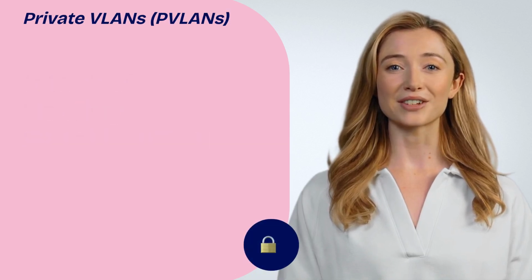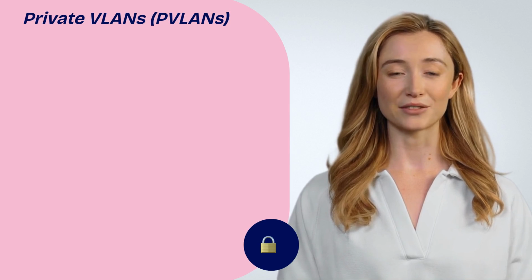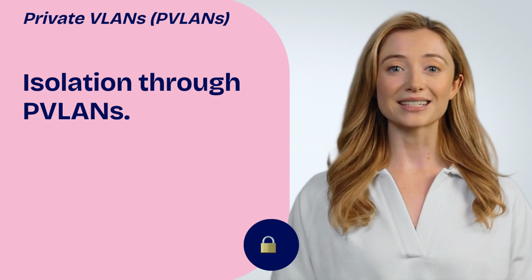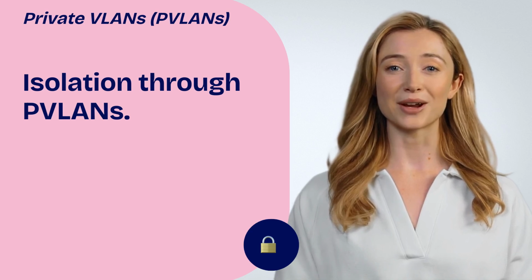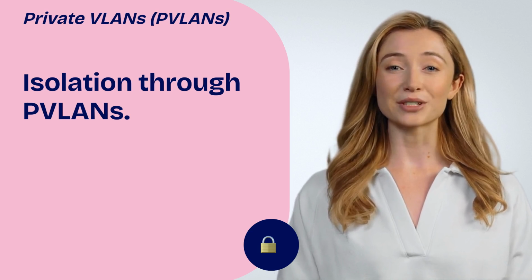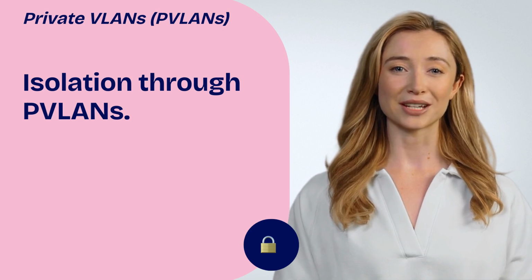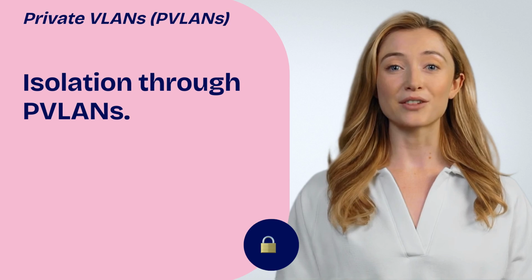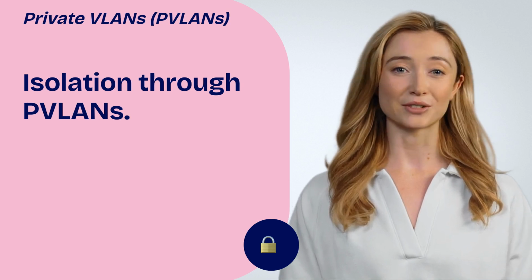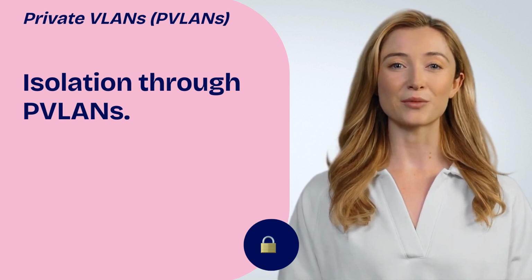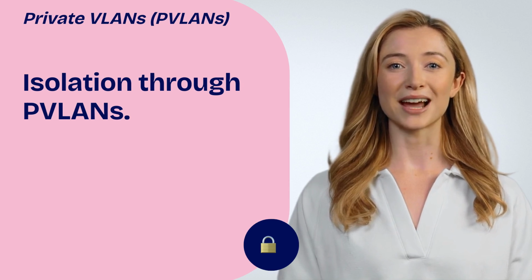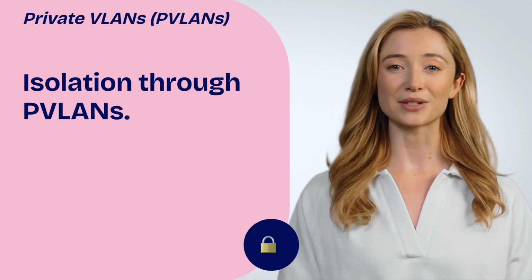Another aspect to consider is the use of private VLANs, PVLANs, for further isolation. PVLANs allow you to split a VLAN into sub-VLANs where some ports can only communicate with a specific port, the promiscuous port, which is typically connected to a router or firewall. This is particularly useful in environments like data centers where you want to isolate servers from each other but allow them to communicate with external networks through a single gateway.